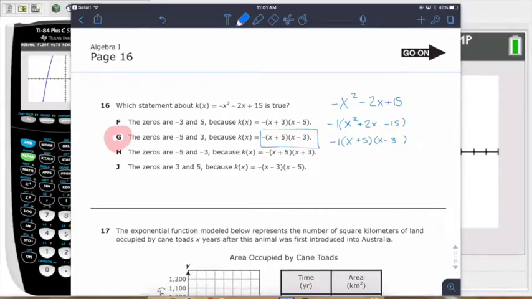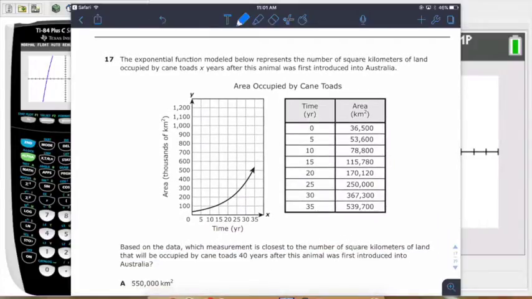So okay, 17. This one, there's a couple different ways you can do this problem. The exponential function model below represents the number of square kilometers of land occupied by cane toads. Okay, that's interesting. X years after the animal was first introduced into Australia. Based on the data, which measurement is closest to the number of square kilometers of land that will be occupied by cane toads 40 years after this animal was first introduced into Australia?